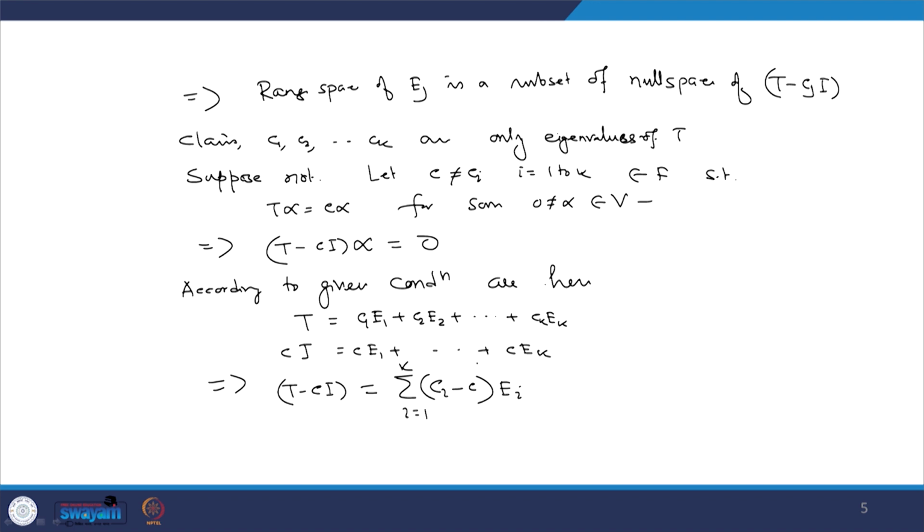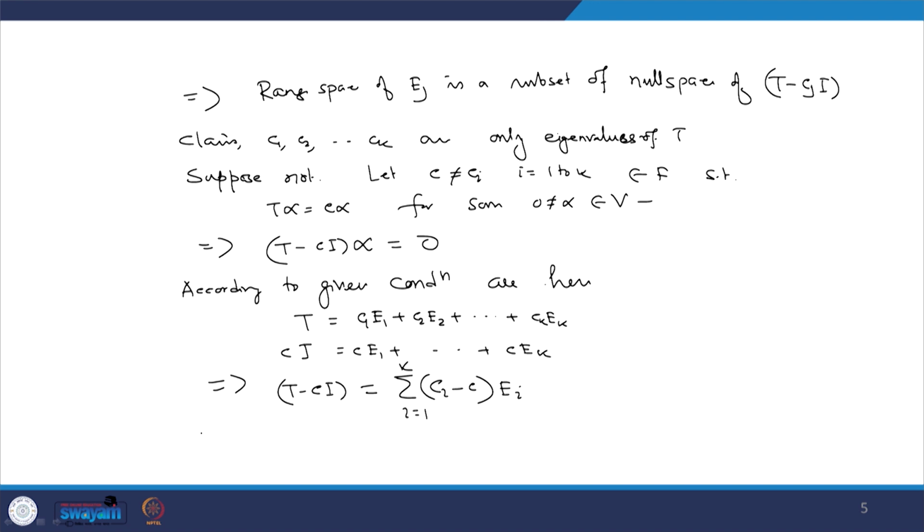So, if I multiply C to both the sides of the expression I equal to E1 plus E2 plus Ek, I will have T, and subtracting that from T, T minus C I, I am having basically sigma i equal to 1 to k, (C1 minus C) E1 plus (C2 minus C) E2 plus, dot dot, up to (Ck minus C) into Ek, please. So, I have like this thing please.